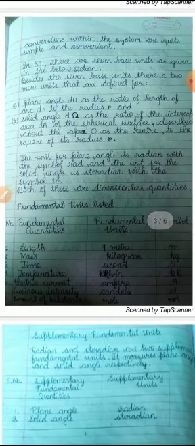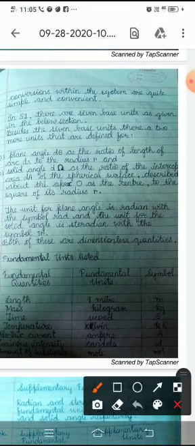Now we will discuss the fundamental units. The fundamental quantities are mass, length, time, temperature, electric current, luminous intensity and amount of substance. Their fundamental units: for length meter, mass kilogram, time second, temperature Kelvin, electric current ampere, luminous intensity candela, amount of substance mole. Their symbols: meter m, kilogram kg, second s, Kelvin K, ampere A, candela cd, and mole mol.